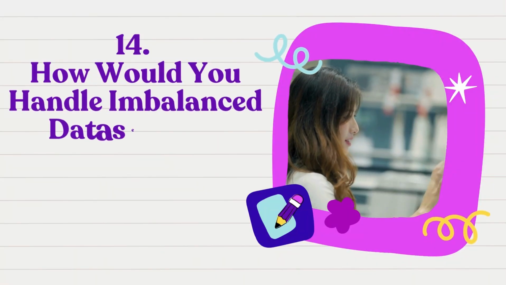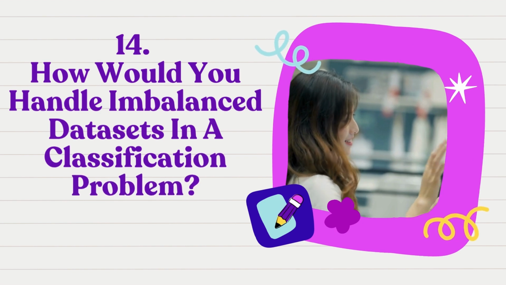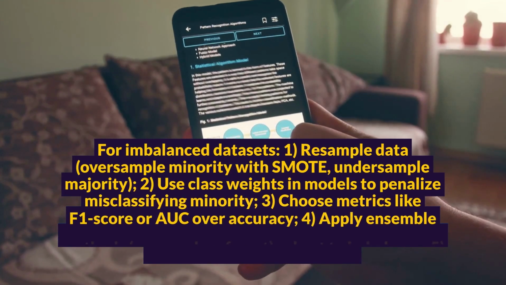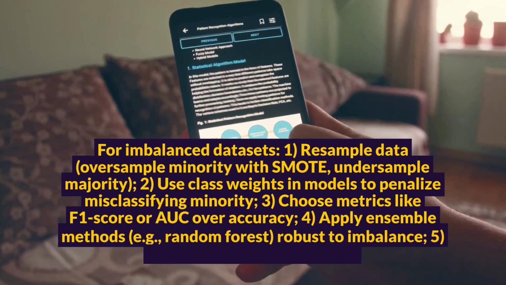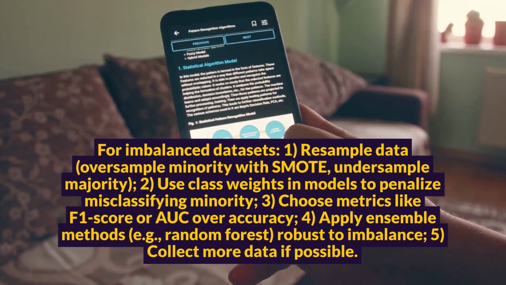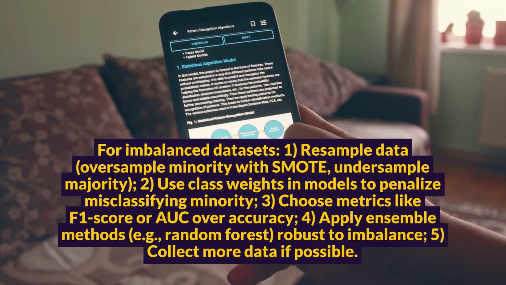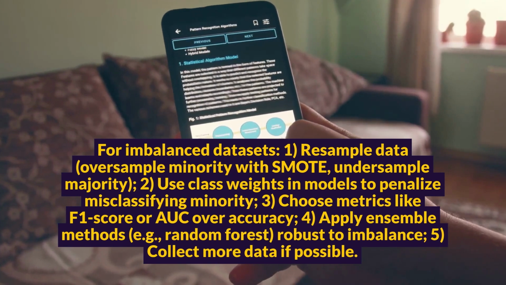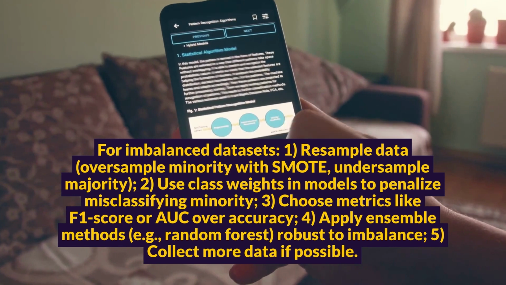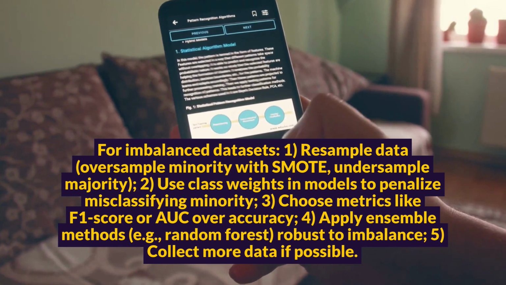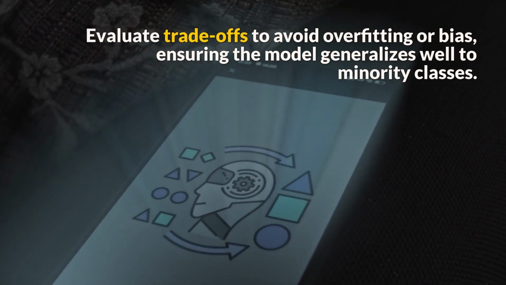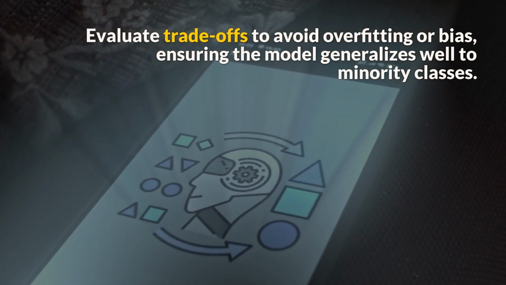14. How would you handle imbalanced datasets in a classification problem? For imbalanced datasets: 1. Resample data, oversample minority with SMOTE, undersample majority. 2. Use class weights in models to penalize misclassifying minority. 3. Choose metrics like F1 score or AUC over accuracy. 4. Apply ensemble methods, e.g., random forest, robust to imbalance. 5. Collect more data if possible. Evaluate trade-offs to avoid overfitting or bias, ensuring the model generalizes well to minority classes.